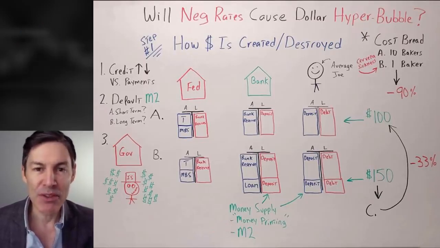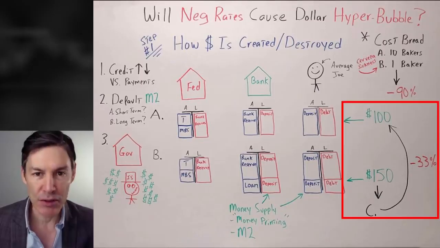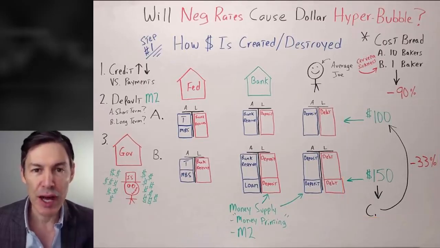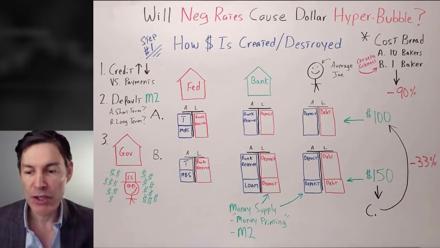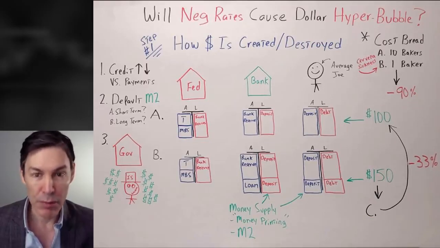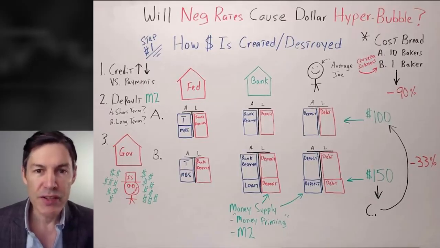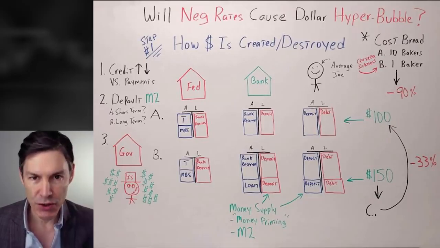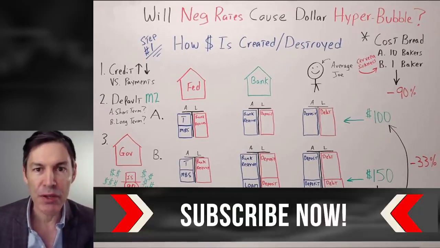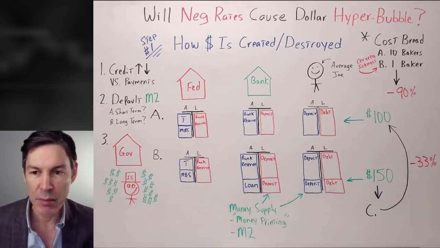But in example C, it can go the opposite direction. Let's say Joe took out that loan and he immediately paid it back. The money supply would decrease by 33% and go right back to $100. So this is a quick example of how money can be created and destroyed. But let's think through a couple things before we move on to step number 2.